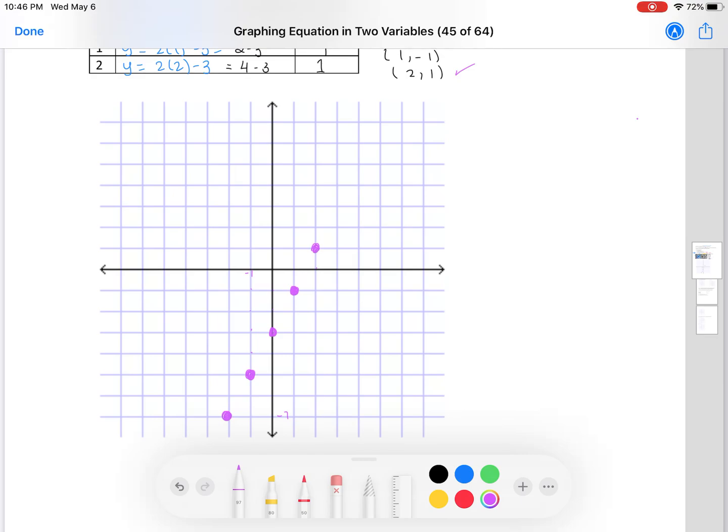If I connect them, you might need a straight edge, a ruler. If we connect them, they make a line. And this is our line, y is equal to 2x minus 3. And we see that a collection of these points gave us this line.